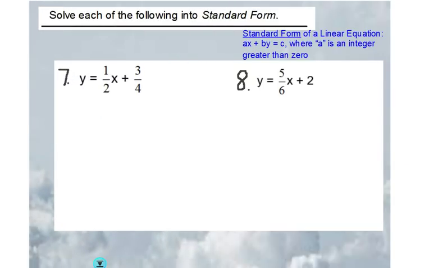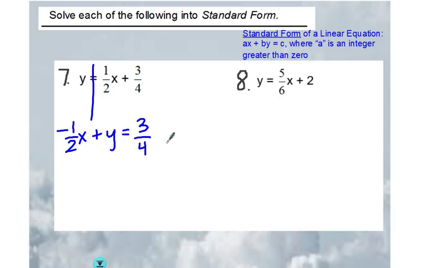All right, they get a little nastier, obviously, with our fractions. And again, is a fraction greater than 0? Yeah, so that's cool. So, all right, I'm going to get this guy over to the opposite side by subtracting him. So I'm going to have negative 1/2 x plus y equals 3/4. And now, honestly, I feel like where a is an integer greater than 0. All right, a is an integer.